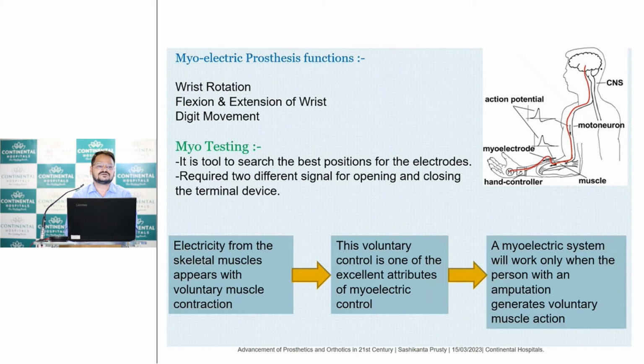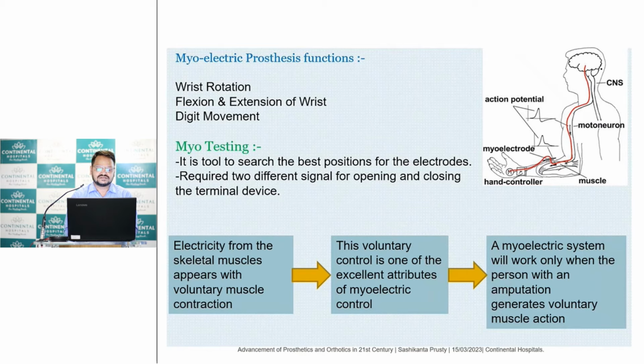We see what action potential is available. Once we receive the action potential, we consider whether that much is sufficient to move the hand. Then we have amplifiers which amplify it further. The myotest is a tool to search for the best possible positions for the electrodes. We require two different signals for opening and closing the terminal device.